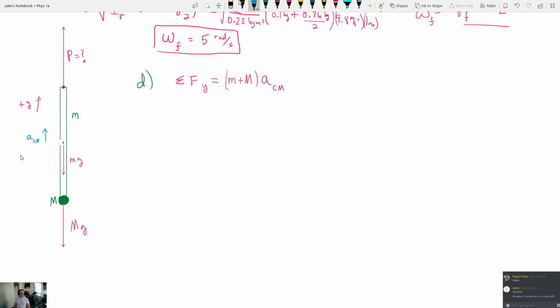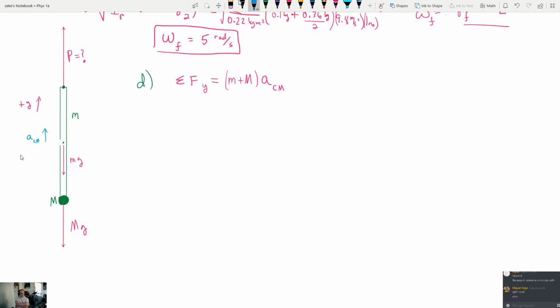Because it's rotating in a circular path, exactly. Anytime you have an object that's rotating in a circle, it's always going to have an acceleration towards the center, right? What does that mean? Radial. You mean a radial, yes. Yes, that's what it is. That's right. It's radial acceleration, exactly.